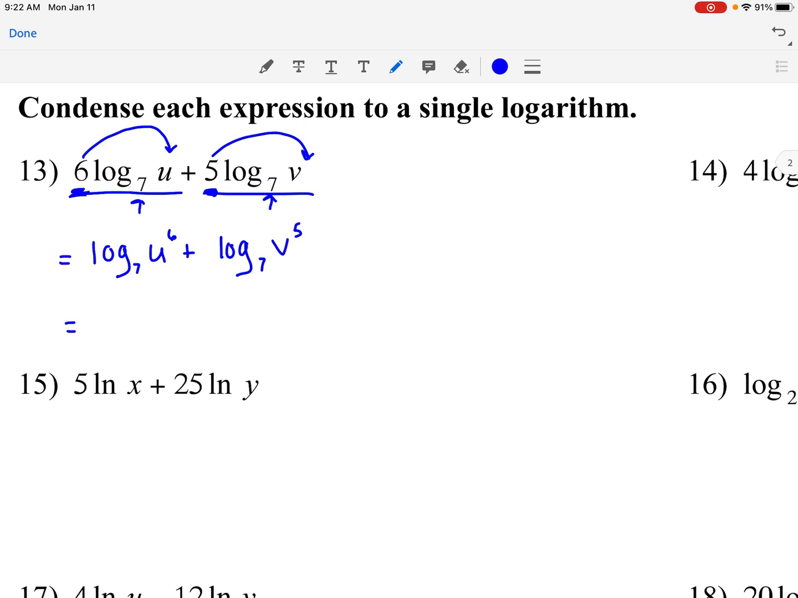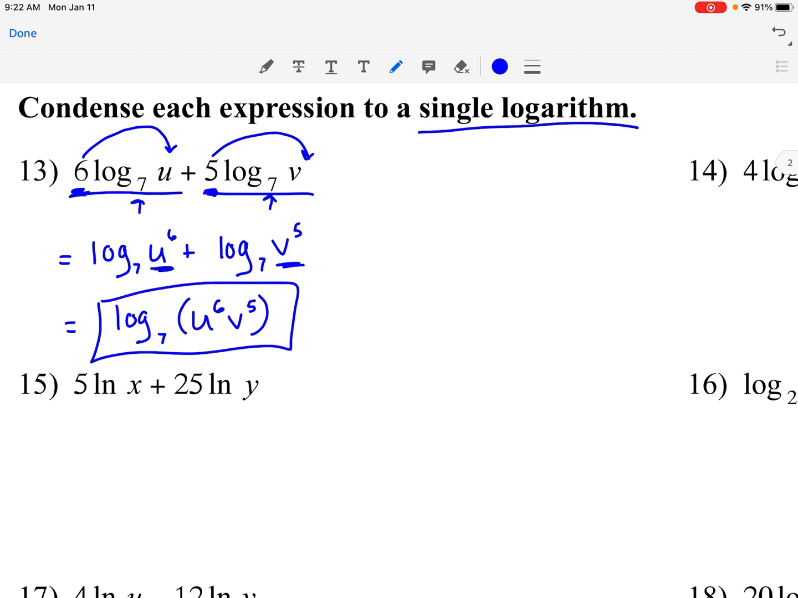So smashing them into one logarithm, since it's a plus sign, that means we're using the product property. So that means we're going to condense it into one single logarithm, which is our goal. But now the insides, the u to the 6th and the v to the 5th, since it's a plus sign, I'm going to be multiplying those insides. So then it just becomes u to the 6th times v to the 5th. And there's my single logarithm. I've done what I'm supposed to do.